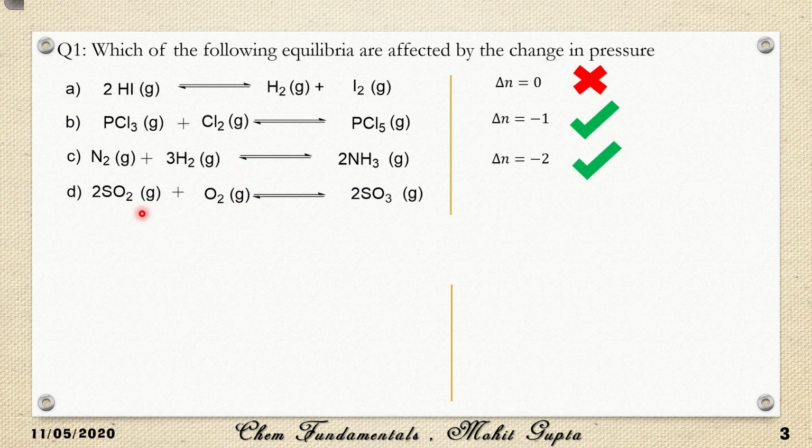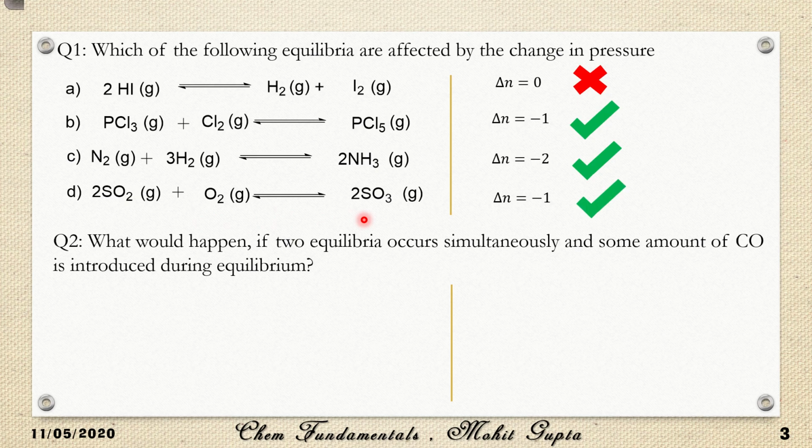The next is SO2 combines with O2 to form SO3. In this case, the number of moles on the product side is 2 and on the reactant side is 3. So 2 minus 3 is equal to minus 1. It is also going to be affected by pressure, and on decreasing pressure it will move in the backward direction, and on increasing pressure it will move in that direction which has the lesser number of molecules.